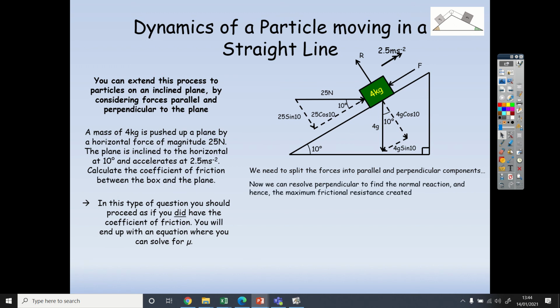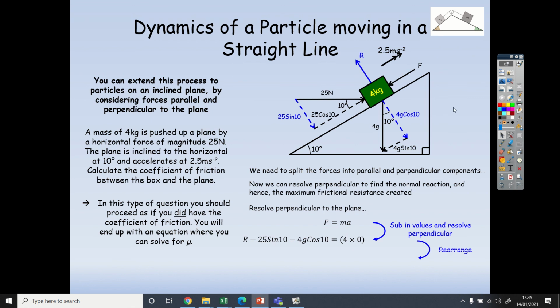Now we're going to resolve to get the normal reaction. I need the normal reaction to get the value of F. So in these blue directions, we're going to get R minus 25 sin 10, because it points downwards, minus 4g cos 10 equals 4 times 0, no acceleration in that direction. So that's your value of R, and you can get that as about 43 newtons.